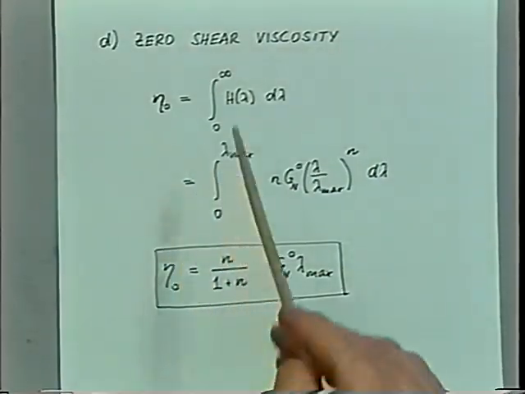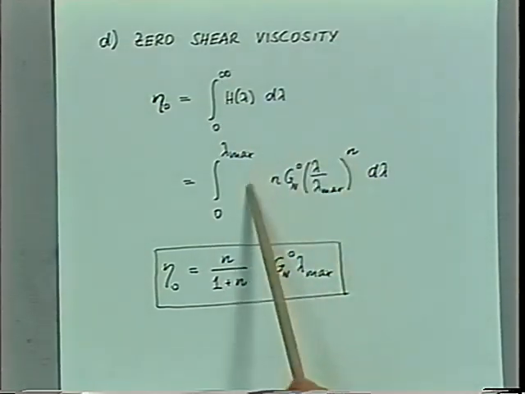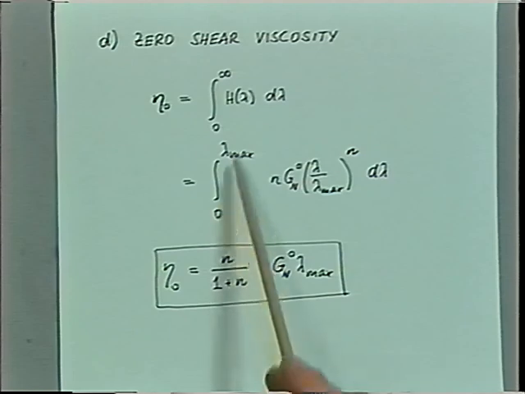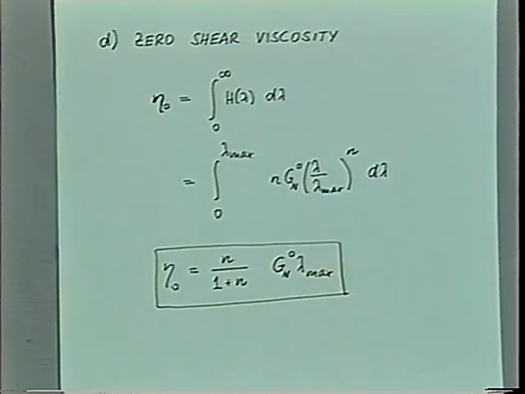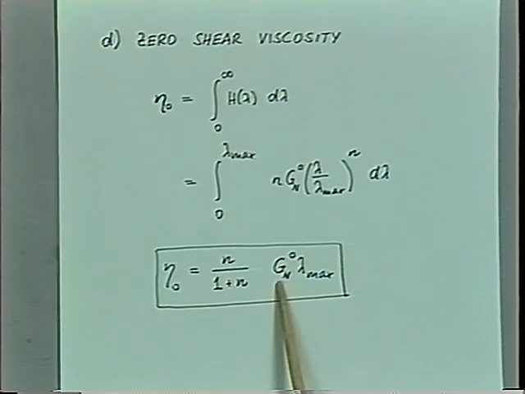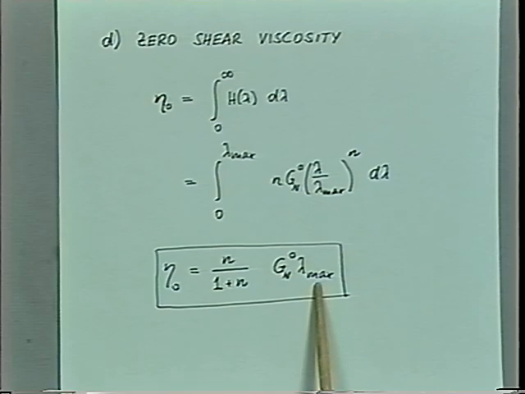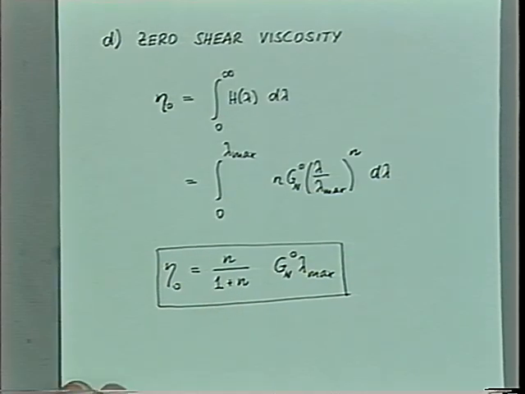How about the zero shear viscosity? We know the zero shear viscosity is given by the spectrum integrated from 0 to infinity. We put in the BSW spectrum, integrate now from 0 to lambda max, and this has an analytical solution. The viscosity is given just as a product of the modulus times the longest time times a front factor, which depends on n. And n is a quarter, so you can evaluate this.